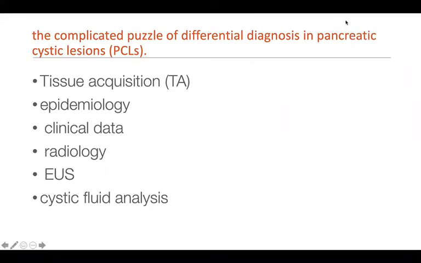Of course, diagnosis of pancreatic cystic lesions is a challenging process, and to get a differential diagnosis, it's considered a complicated puzzle. We may use tissue acquisition. Clinical data and epidemiology of the lesion are very crucial. Added to that, radiology and laboratory investigation are also important, either using radiology, endoscopic ultrasound, or cystic fluid analysis.